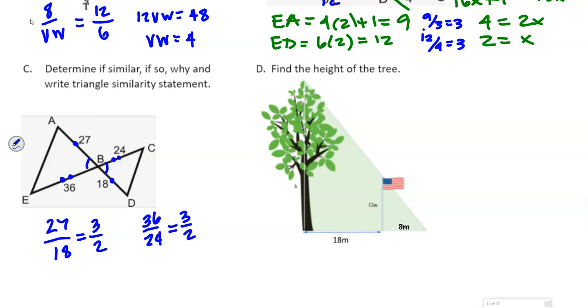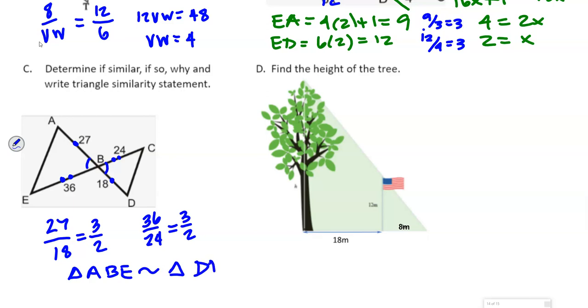So we can say that these are similar, right? Because we get the same ratio for both sides. Remember, angles are congruent. So we're going to say triangle ABE is similar to triangle. Went across the one tick side, so we got to go across the one tick side on the other one.